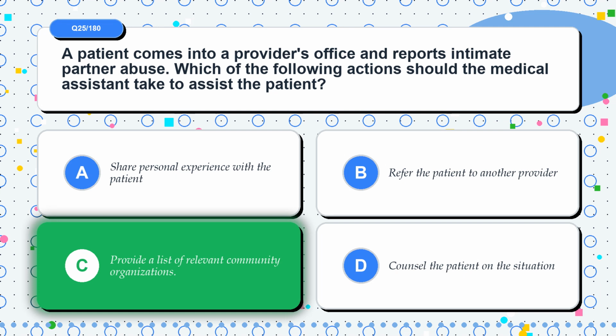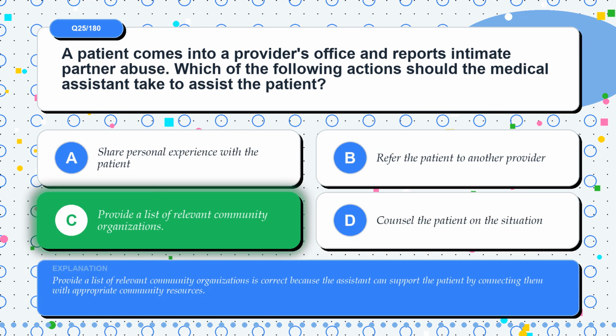The correct answer is option C. Provide the list of relevant community organizations. Provide a list of relevant community organizations is correct because the assistant can support the patient by connecting them with appropriate community resources.